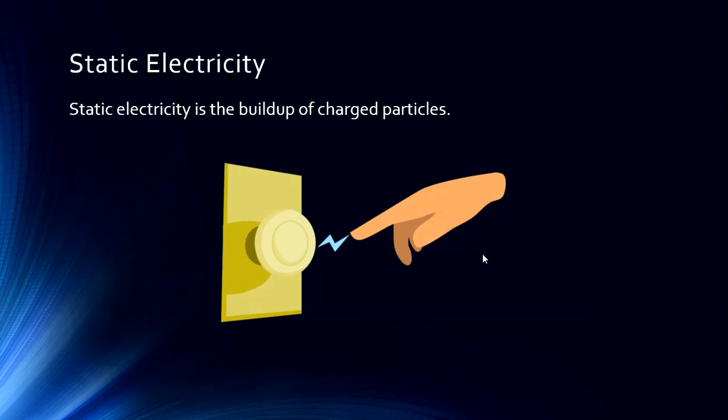This may happen mostly when you touch a doorknob on a cold, dry day and you see a spark of electricity. This is called static electricity. Static electricity is the buildup of these charged particles. So let's talk more about how static electricity happens.